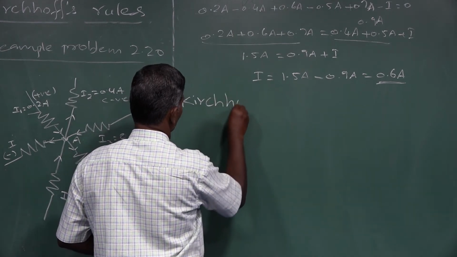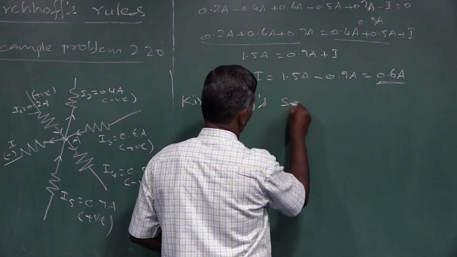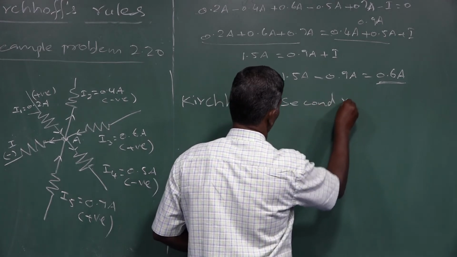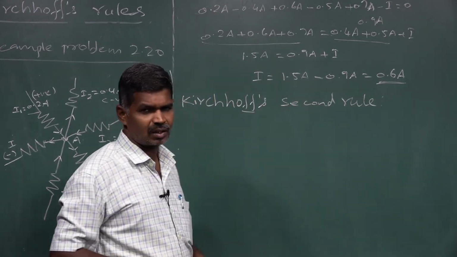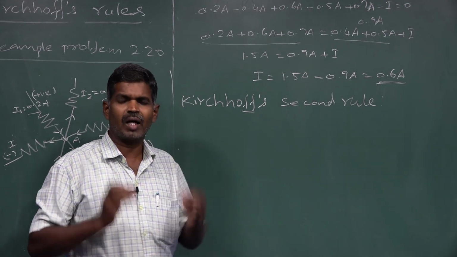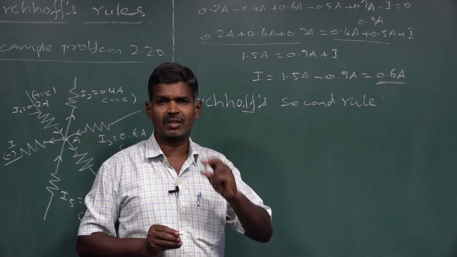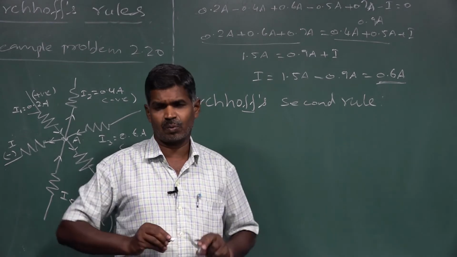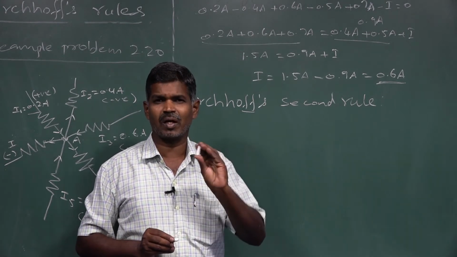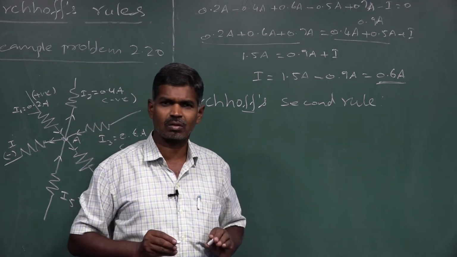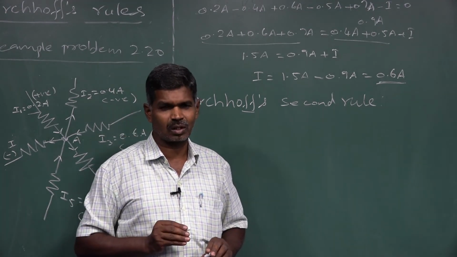Kirchhoff's second rule. There we have a statement for that second rule. The statement in our second rule means the algebraic sum of the product of current and resistance in each part of any closed circuit is equal to the total EMFs in that closed circuit.